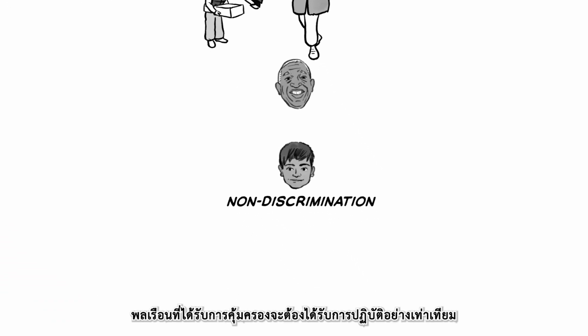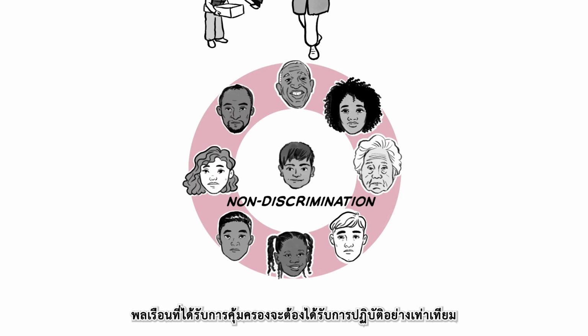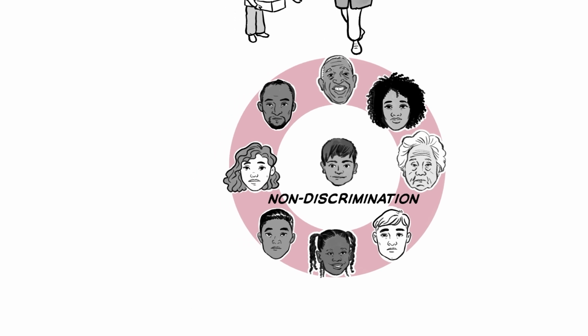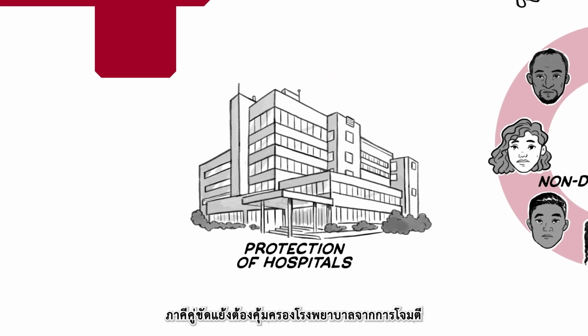Non-discrimination. Protected civilians must be treated equally, and no adverse distinction may be made based on, for example, race, gender, religion, or political opinion. Protection of hospitals. Parties are required to protect hospitals from attack and facilitate their functioning.